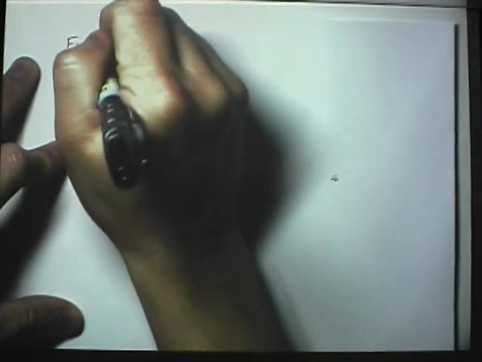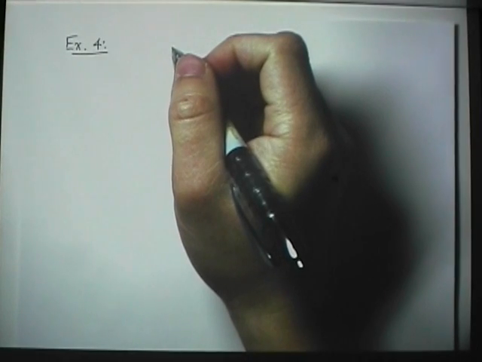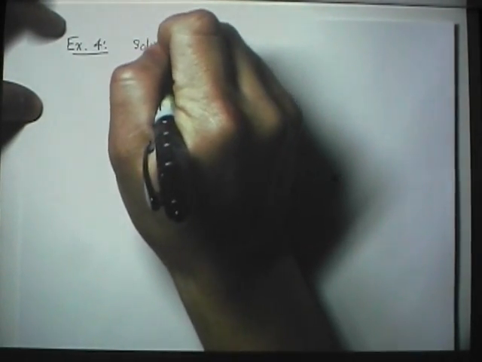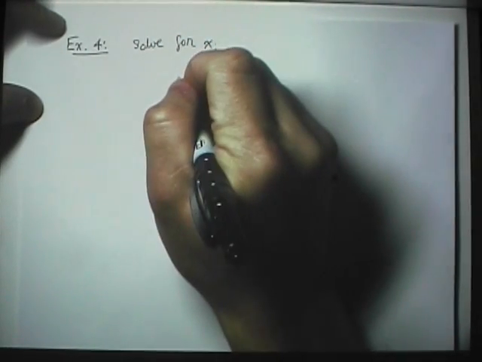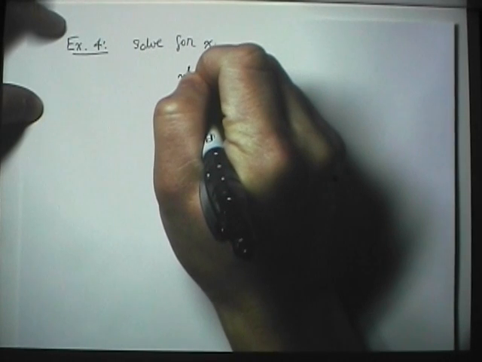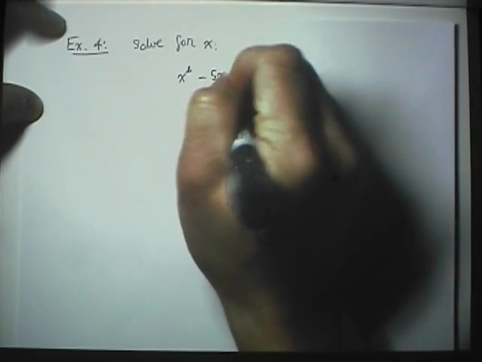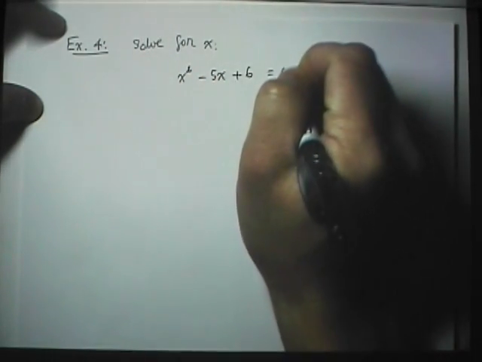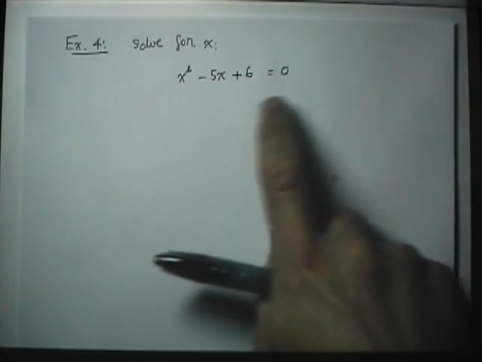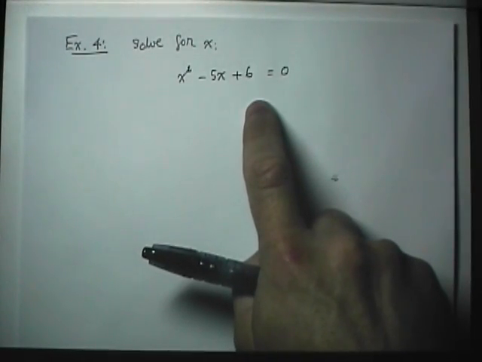Example 4 is coming along, just another example of how we can solve a quadratic equation, to get you more comfortable with solving a quadratic equation using the completing the square method. We would like to solve for x, and the equation this time is x squared minus 5x plus 6 equals 0.